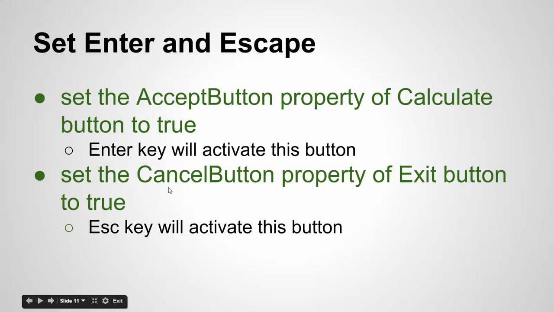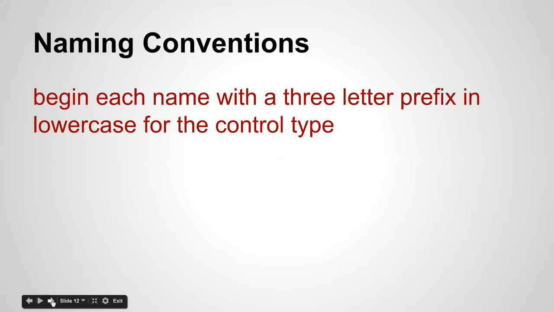Okay, go ahead and do this. We already did the accept button on the form, and then the cancel button on the form should be the exit button. Okay, do that for me, and then we already talked about that, but begin each name with a 3-letter prefix or 2-letter for the control type. So if it's a button, put BTN. If it's a text box, put TXT. If it's a label, put LBL. It's not so much important on the labels because nobody actually uses the labels. And I think that's it.